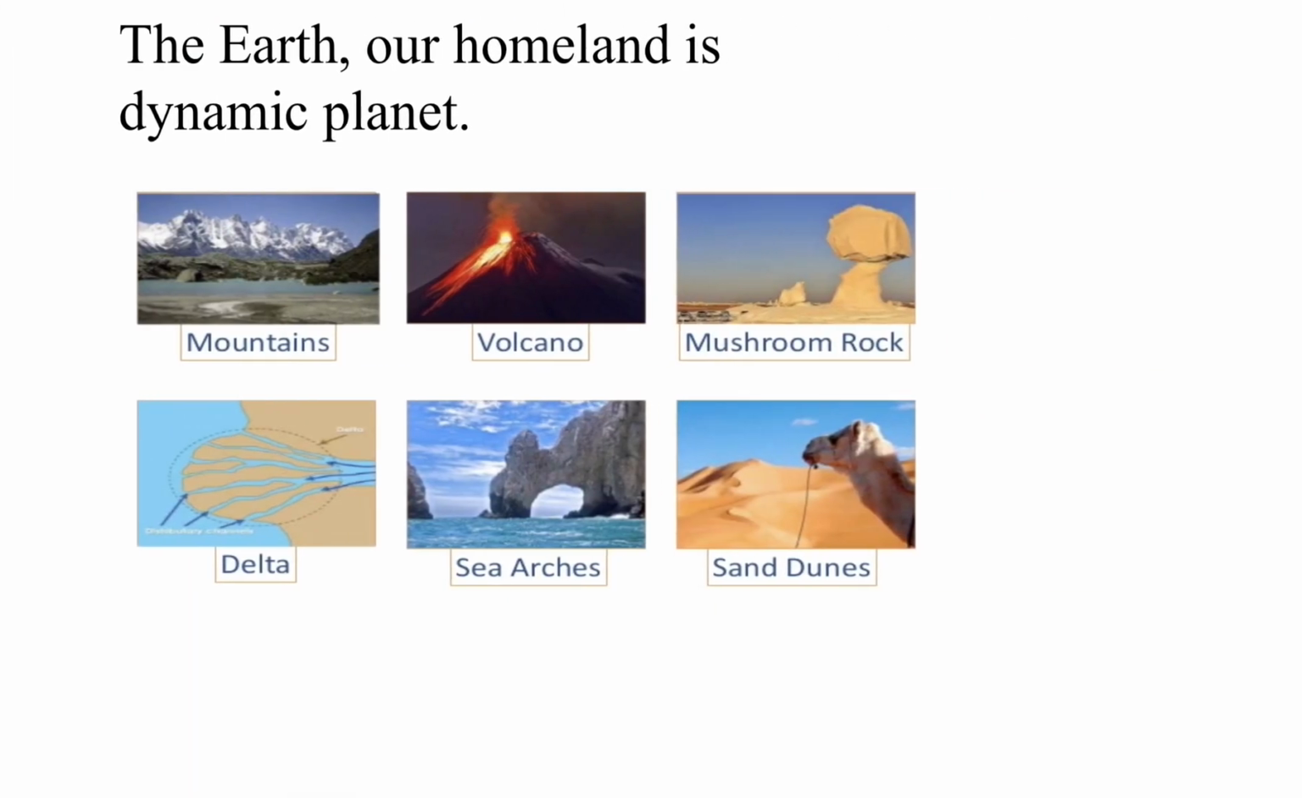But before proceeding towards the layers, let's study about the earth. The earth is our homeland because this is the only planet in the solar system where life is possible, because favorable conditions are present on the earth only in the form of water, air, atmosphere. Besides that, the earth is also called a dynamic planet.